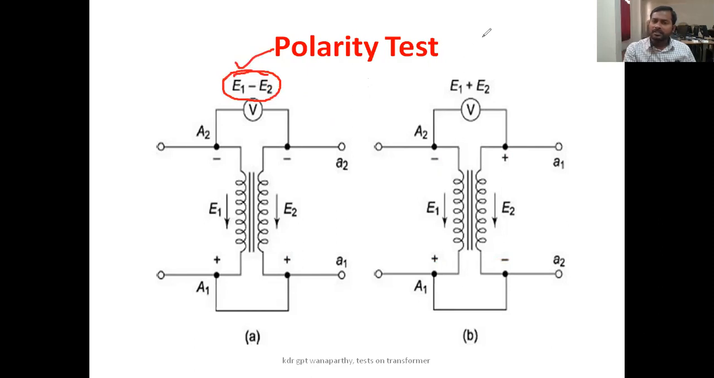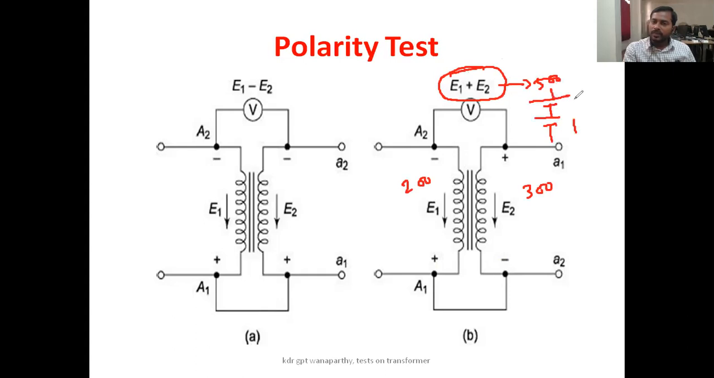And if you take the second case, the primary induced EMF is E1 and the secondary induced EMF is E2. And the polarities, if the voltmeter reads the total voltage, for example, E1 is 200 and E2 is 300, and if the voltmeter reads 500, then we can say that the orientation will be like this. Nothing but this is positive and negative again, negative, positive, again negative, positive. So as per the KVL, we can confirm that this is the E1. These are connected in series, so the sum of the voltages will be equal to E1 plus E2. This is the orientation we need to check based on the voltage reading.